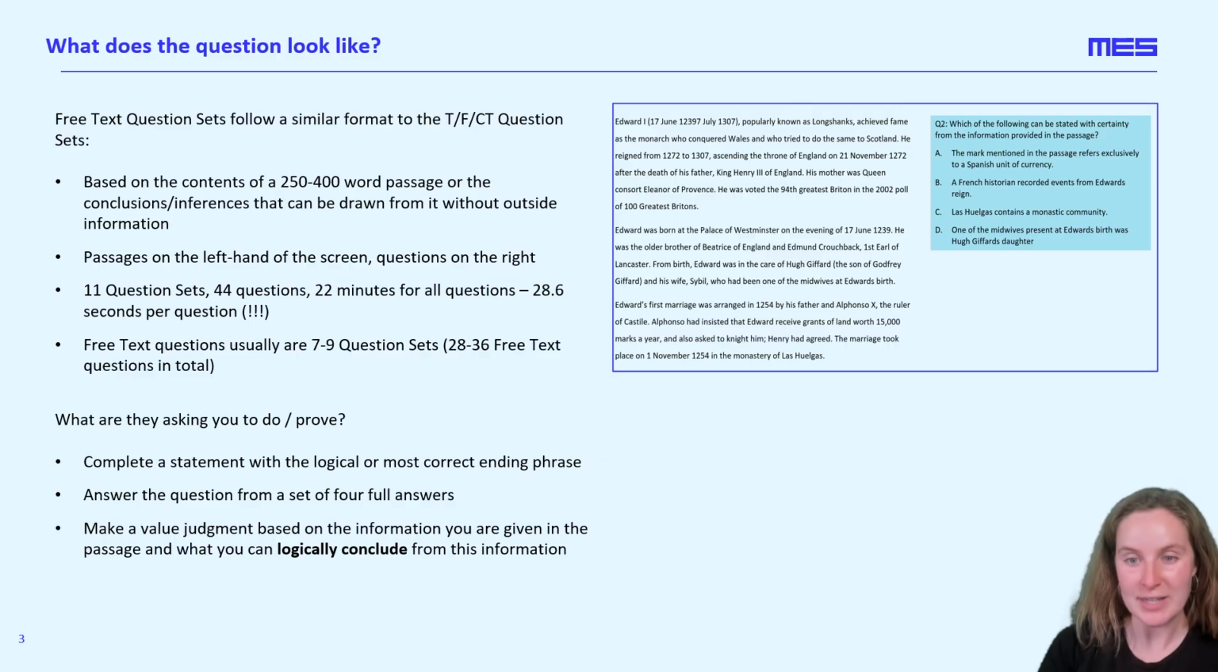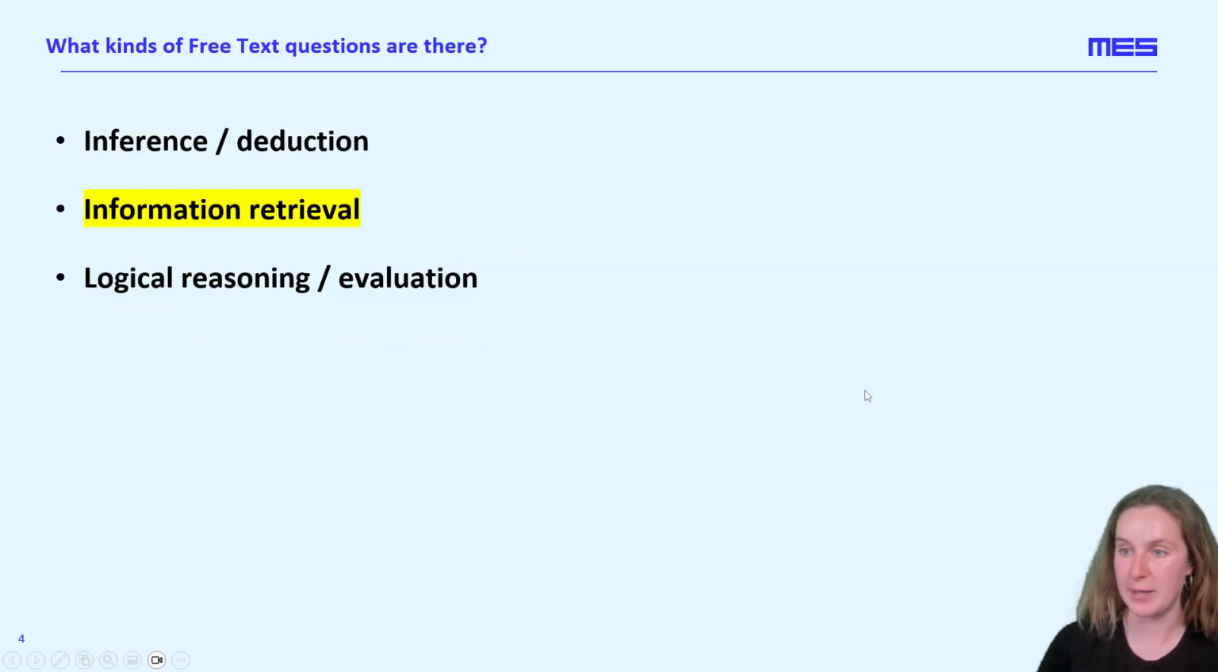Time is definitely your enemy in this section, so you need to be really intentional and efficient with your time in this section. Free text questions are usually 7 to 9 of the question sets, so 28 to 36 of the questions are free text questions in total in this section of the exam. They're asking you to either complete a statement with the logical or most correct ending phrase, or to answer the question from a set of 4 full answers. They're also asking you to make a value judgment based on the information you're given in the passage and what you can logically conclude from it.